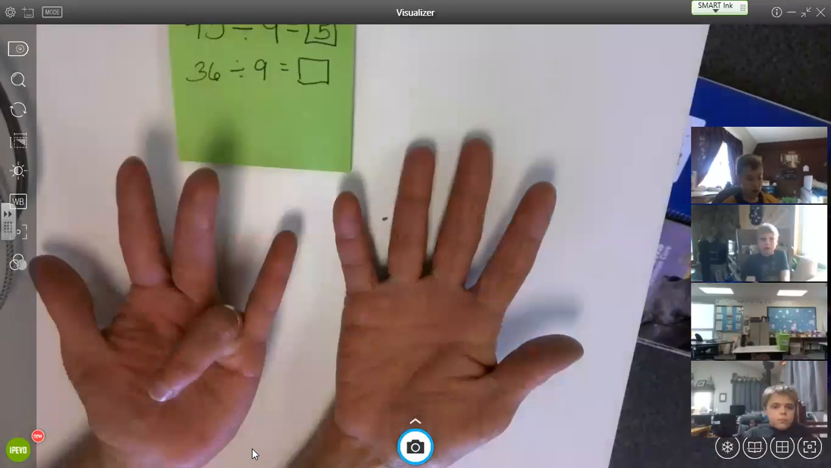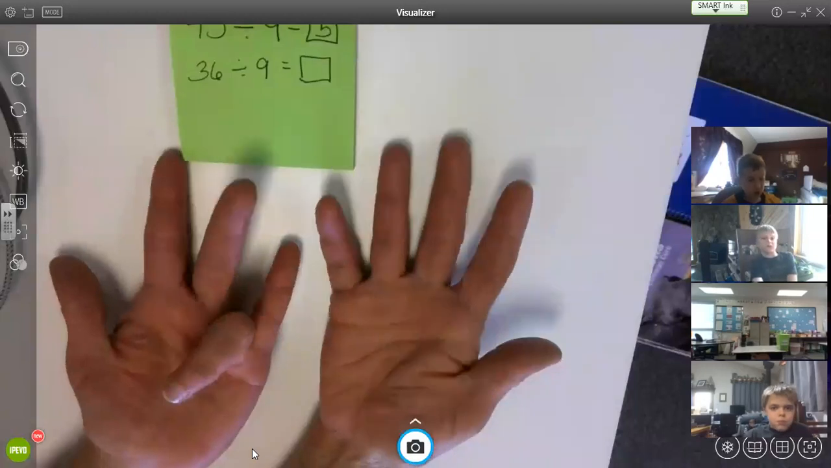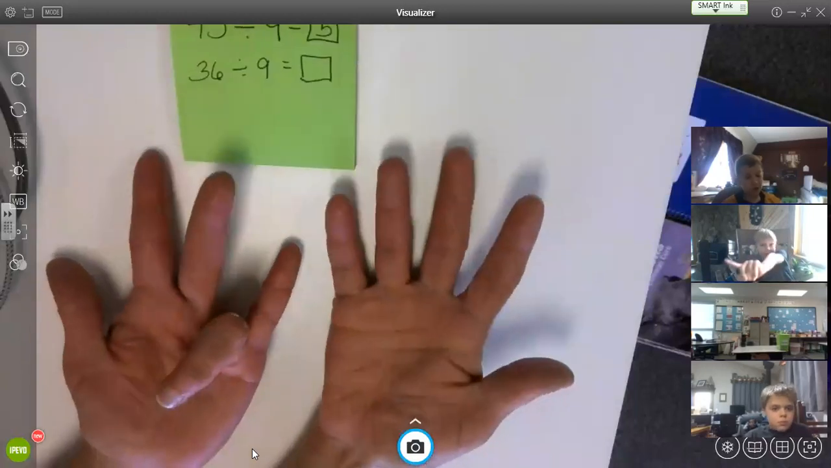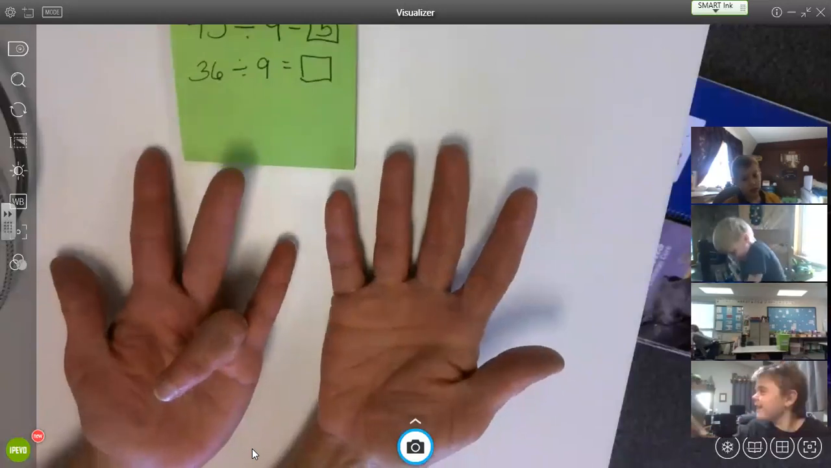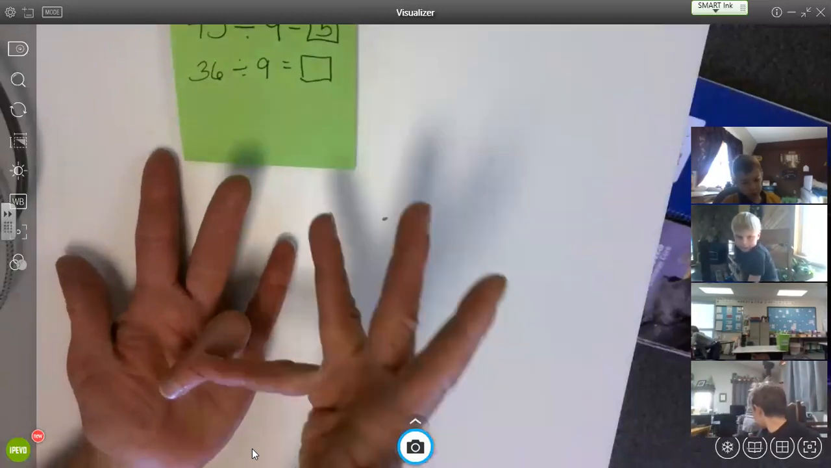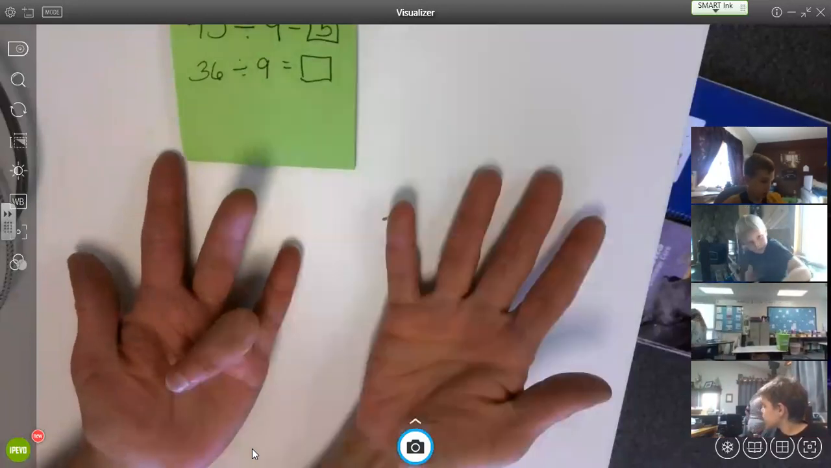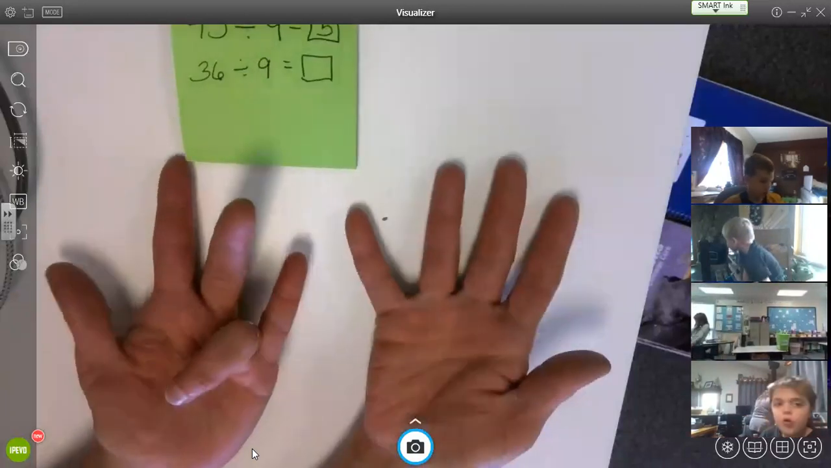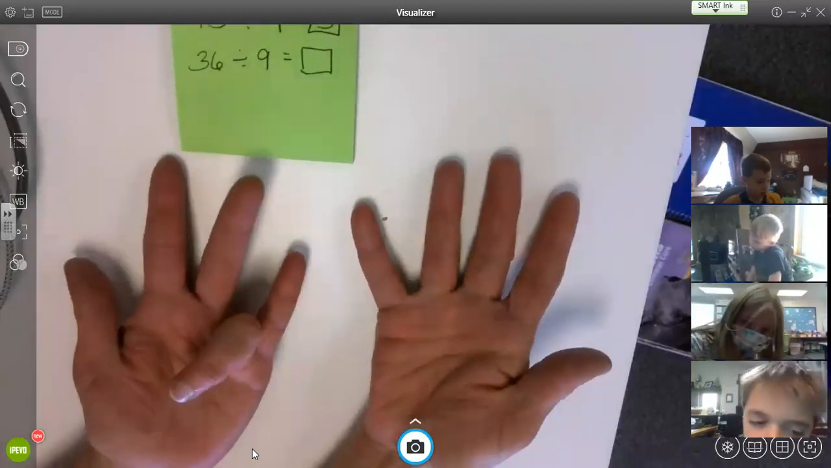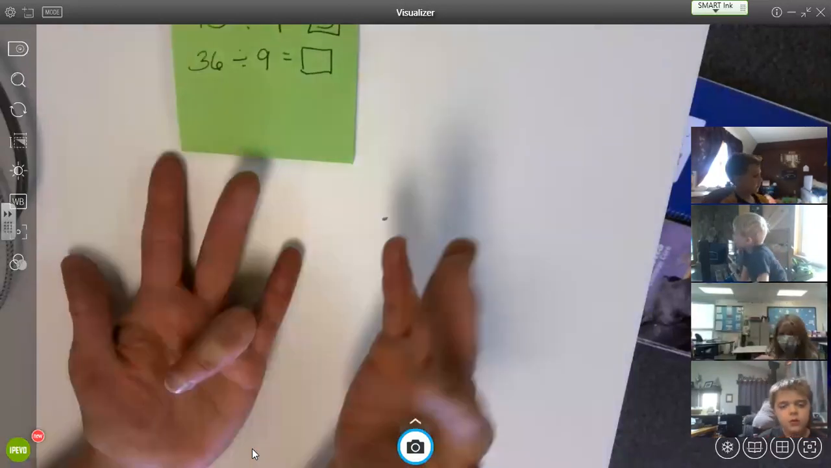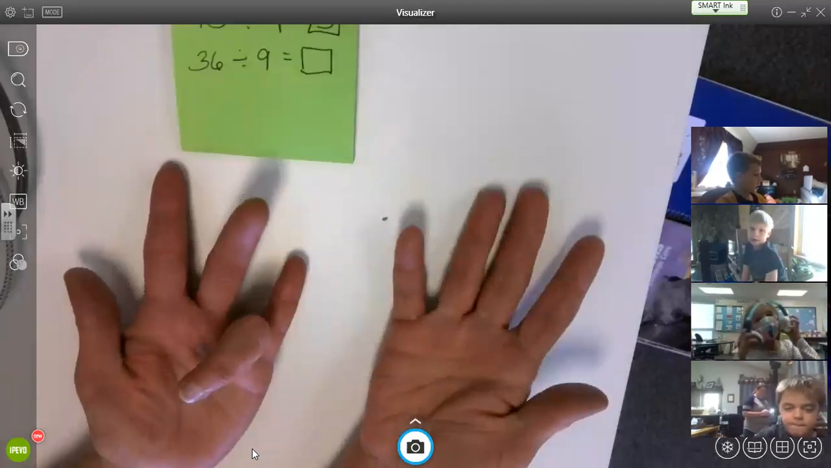So does that show 36 for my dividend? And the divisor is 9. Now I've got to figure out what the quotient is. How am I going to figure that out, Charlie? What do I have to find out about this finger? I have to know which finger I put down, right? How do I do that? Okay, let's do it. 1, 2, 3, 4. What's the answer? 36 divided by 9 is 4.